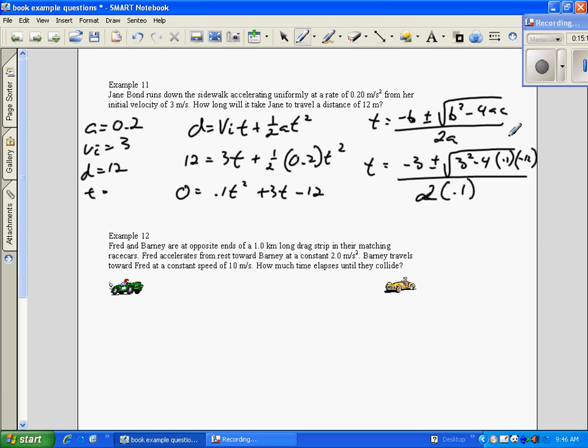Well, let's just do this. Let's do the 3 squared minus 4 times 0.1 times minus 12, and you should get, after you take the square root, 3.7, I think. Okay? That'd be 3 squared.